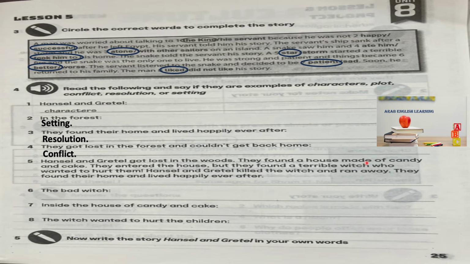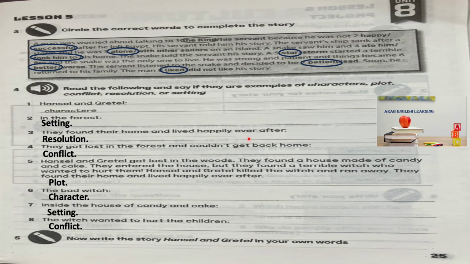5. Hansel and Gretel got lost in the woods. They found a house made of candy and cake. They entered the house, but they found a terrible witch who wanted to hurt them. Hansel and Gretel killed the witch and ran away. They found their home and lived happily ever after. This is plot. 6. The bad witch is character. 7. Inside the house of candy and cake. Setting.